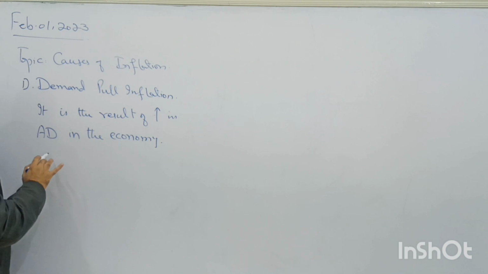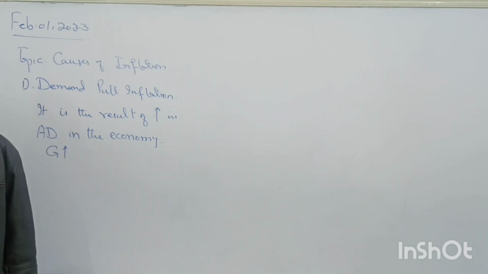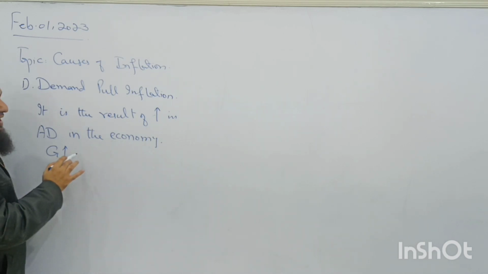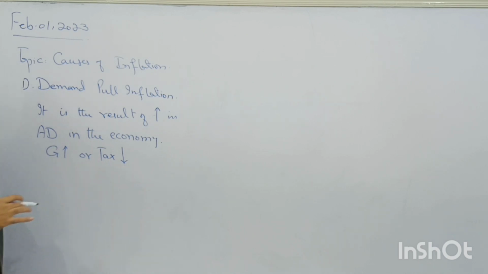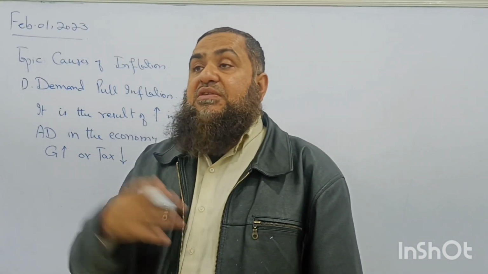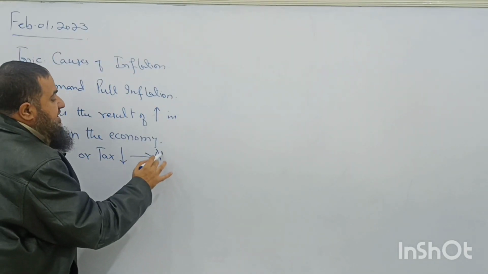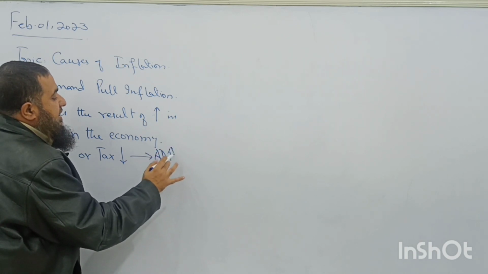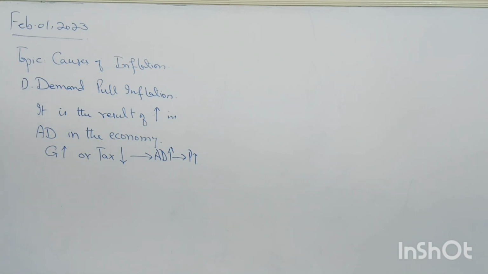Alright, how does aggregate demand increase? Either government has increased its expenditure on development which will create employment opportunities, or taxes have been decreased by the government. When taxes are decreased, there will be increase in disposable income of the people. And when disposable income increases, what happens to the aggregate demand? It will shift rightward. So this will cause increase in aggregate demand, and ultimately prices will increase.